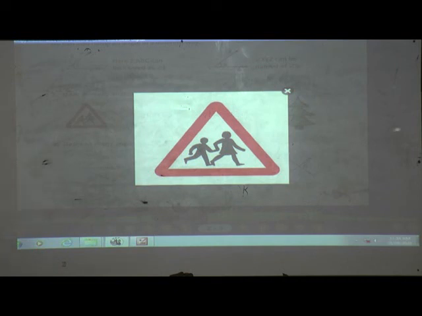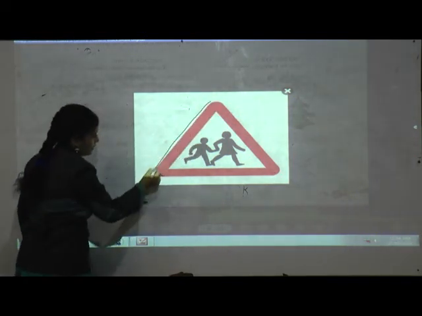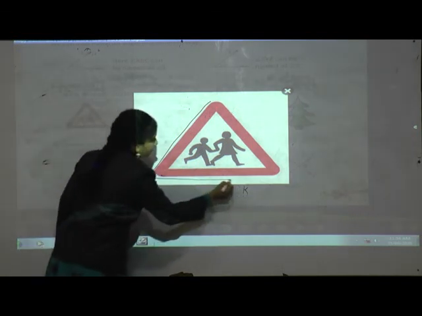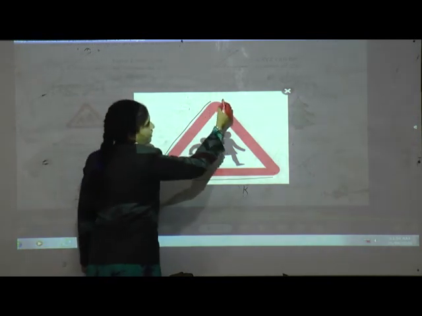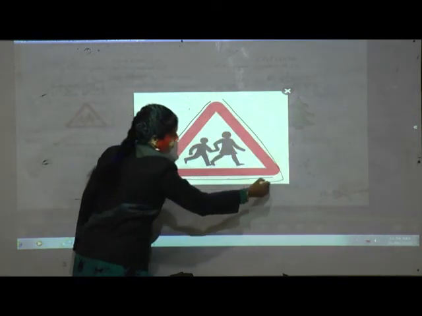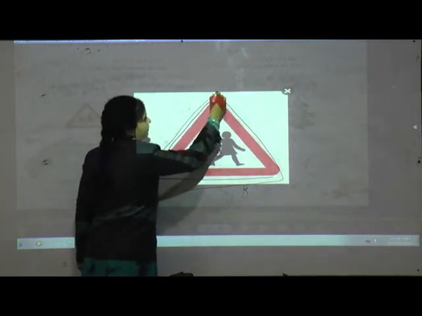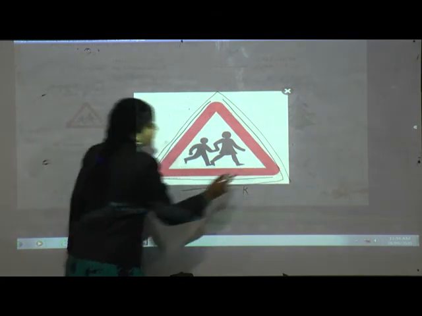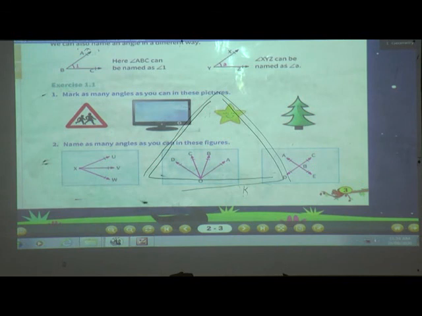Now tell me, where can we find an angle? We can find an angle here. Yes, this one is an angle. Yes, now here. Yes, here. So we can find many angles in this picture. Now, next figure.